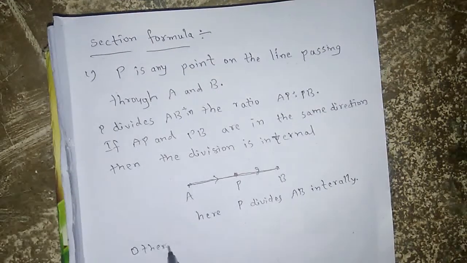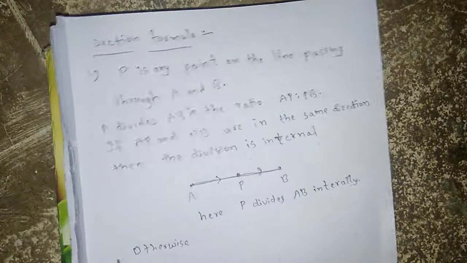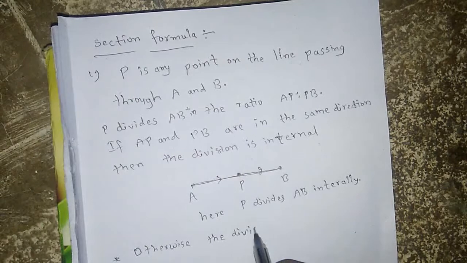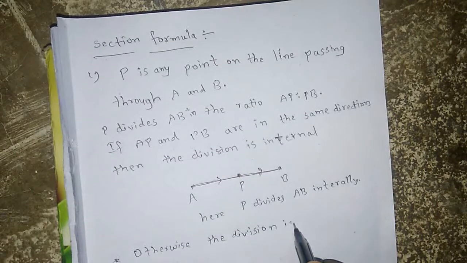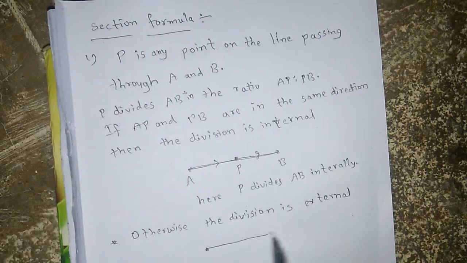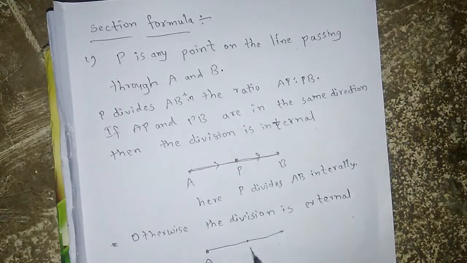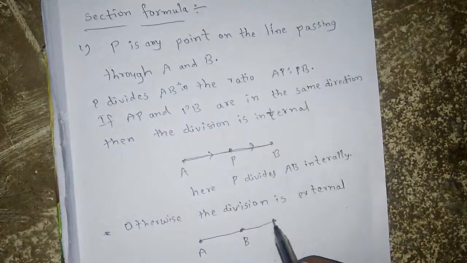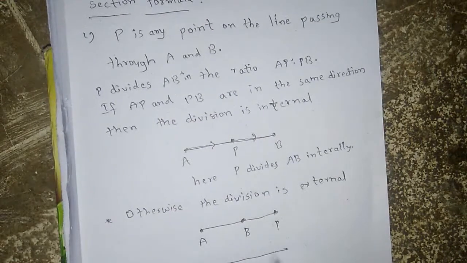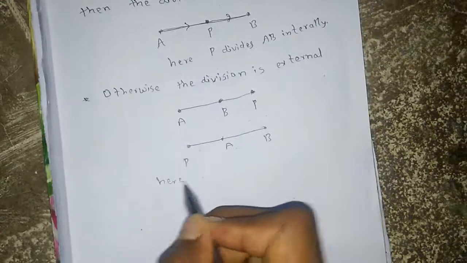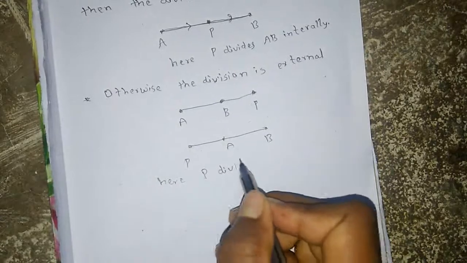Otherwise the division is external. That is, A is here, B is here, P is here. Here P divides AB externally, or like this: A is here, B is here, P is here. Here P divides AB externally.